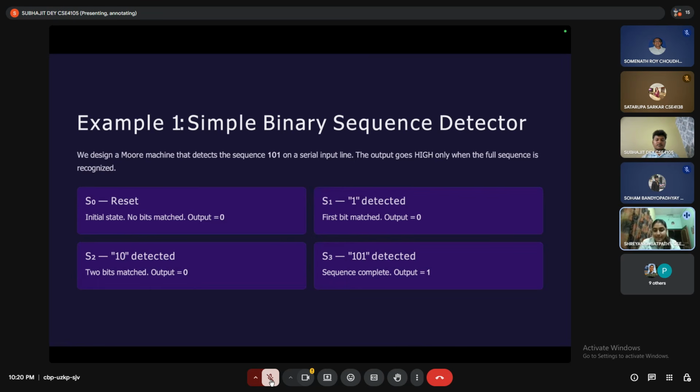S3, the success state, reached only when the full 101 sequence is complete. The output finally goes high, 1. Next slide will be presented by Shobha.